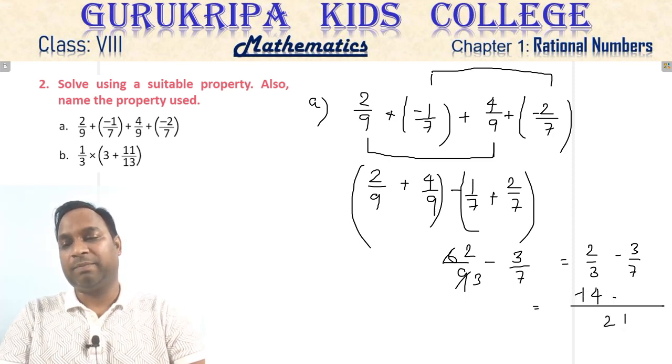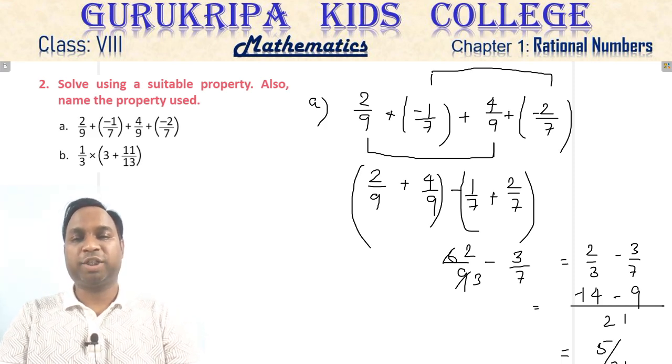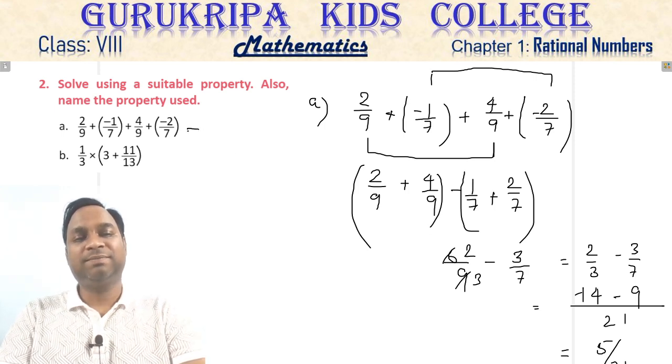7 2s are 14, minus 3 3s are 9. What do you get? 14 minus 9, 5 divided by 21. Which property did we use over here? What was the property used over here?